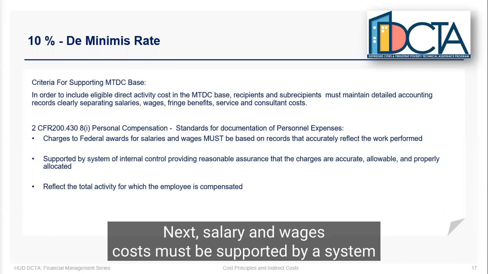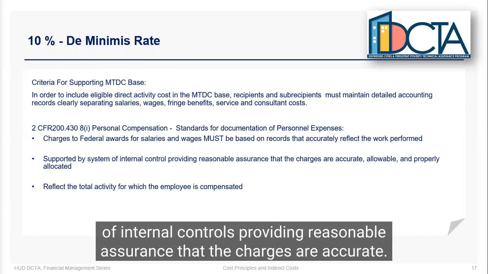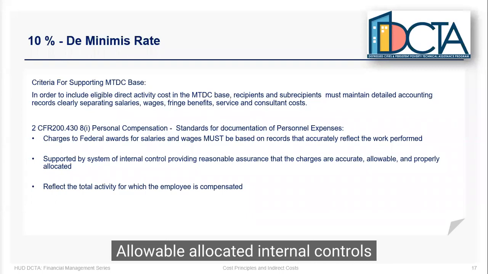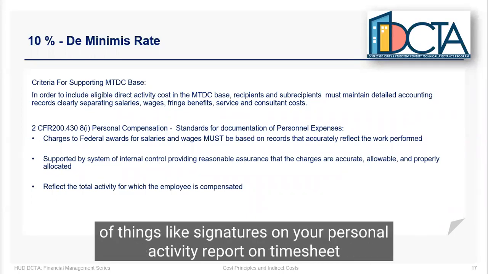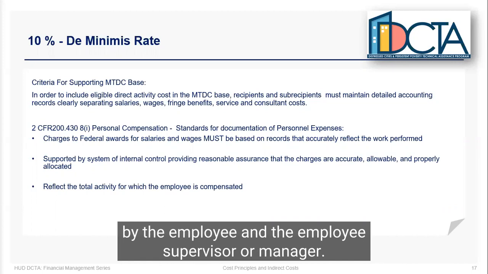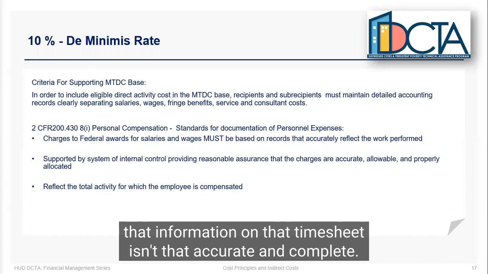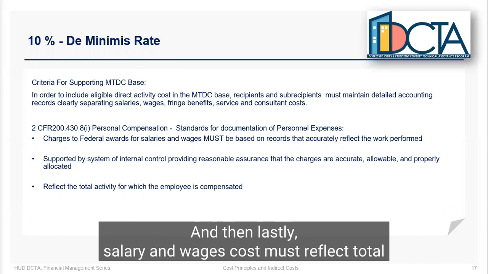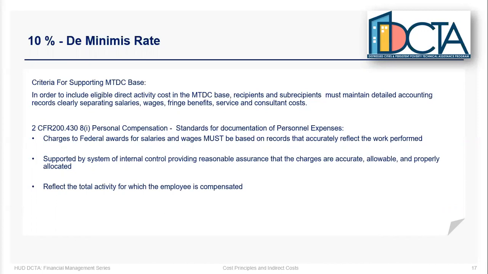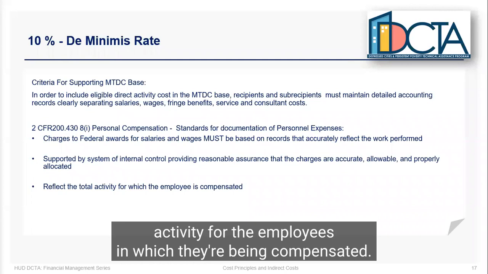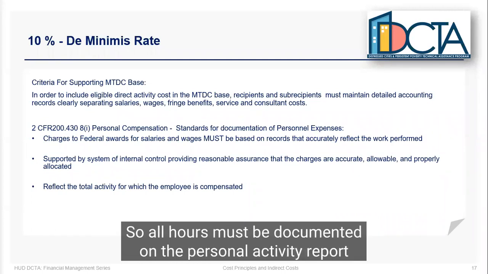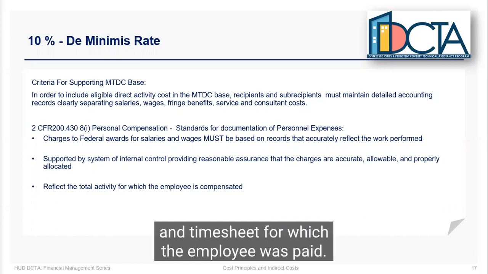Next, salary and wages costs must be supported by a system of internal controls, providing reasonable assurance that the charges are accurate, allowable, and allocated. Internal controls are things like signatures on your personnel activity report or timesheet by the employee and the employee's supervisor or manager. They're basically certifying that the information on that timesheet is in fact accurate and complete. And then lastly, salary and wages costs must reflect total activity for the employees for which they're being compensated. So all hours must be documented on the personnel activity report and timesheet for which the employee was paid. Next slide, please.